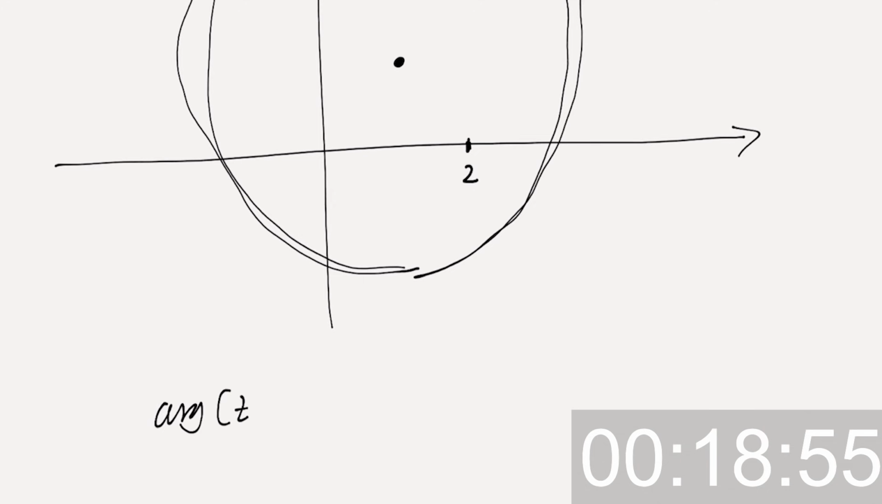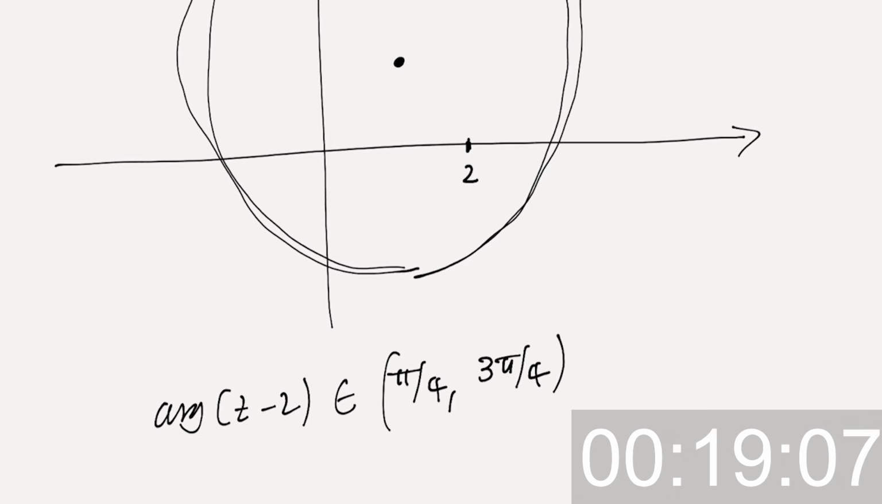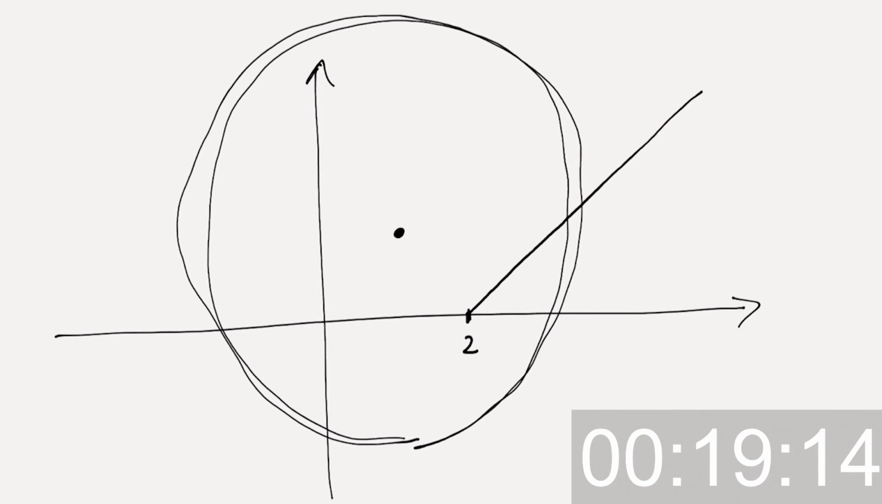And then the other bit I'm interested in is the argument of z minus 2. Okay, so 2 is about here. So I need the arg of z minus 2 to be between pi over 4 and 3 pi over 4. Okay, so that's 45 degrees, so that's something like that. And then 3 pi over 4 is 135 degrees around, something like that. So I think the region is this bit here.